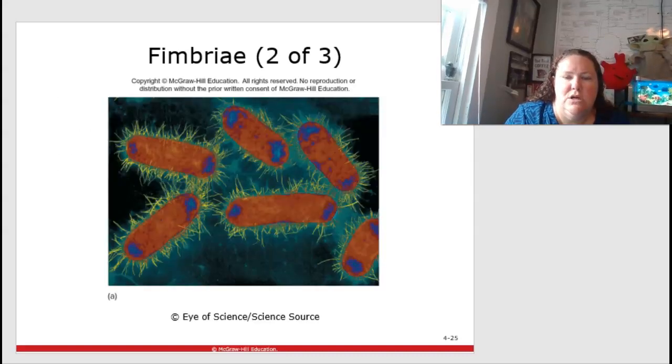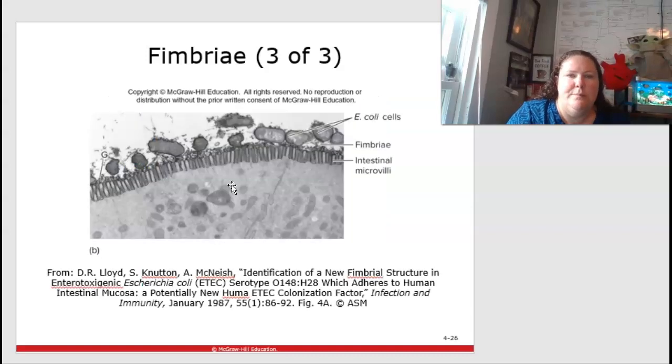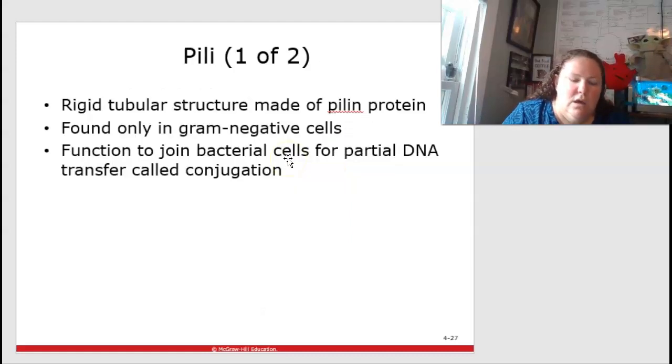So here is a picture of fimbriae. You can see that it covers the whole entire surface, and they're kind of cool, okay? This is what they look like up close and personal. You can see the fimbriae next to E. coli cells and the internal microvilli. So this is what it would look like in real life.